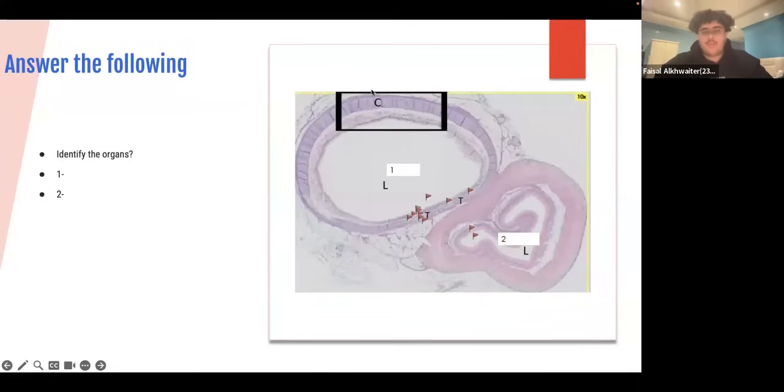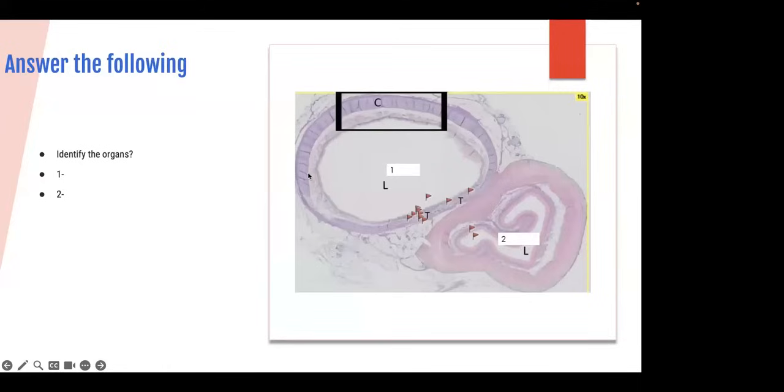And now we're going down a bit to the trachea. So you've got 2 structures here: one of them is the trachea and one of them is the esophagus. Can you tell me which one is which? 1 is the trachea because we have a C-shaped cartilage, and 2 is the esophagus.